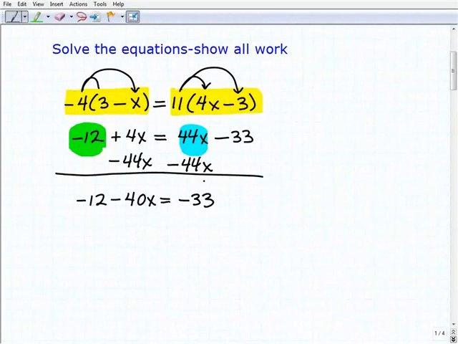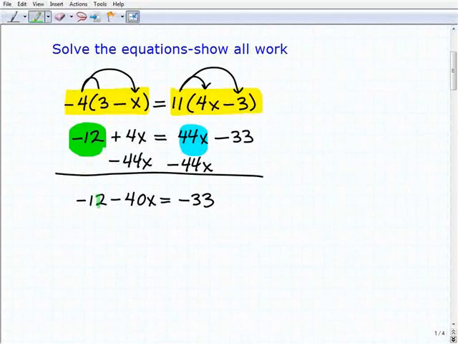Let's double check our work. What we did was use the distributive property. Negative 4 times 3 is negative 12. Negative 4 times negative x is positive 4x. 11 times 4x is 44x. 11 times negative 3 is negative 33. Now we're moving our variable terms over to the left, so we're subtracting 44x from both sides of the equation. And I get 4x plus a negative 44x, which is negative 40x. So now we have our variables over to the left.